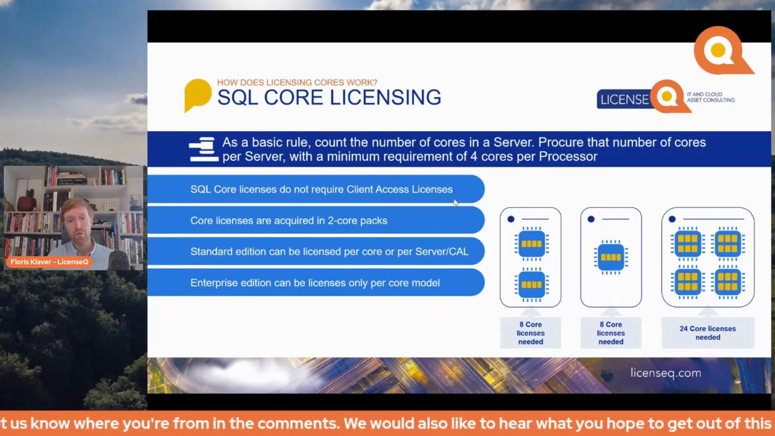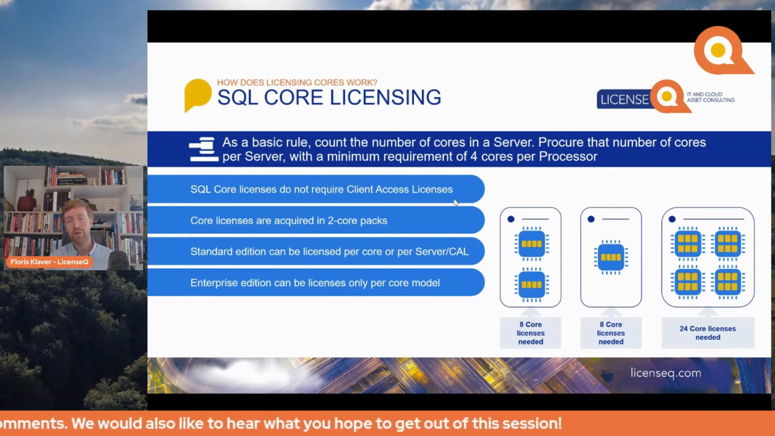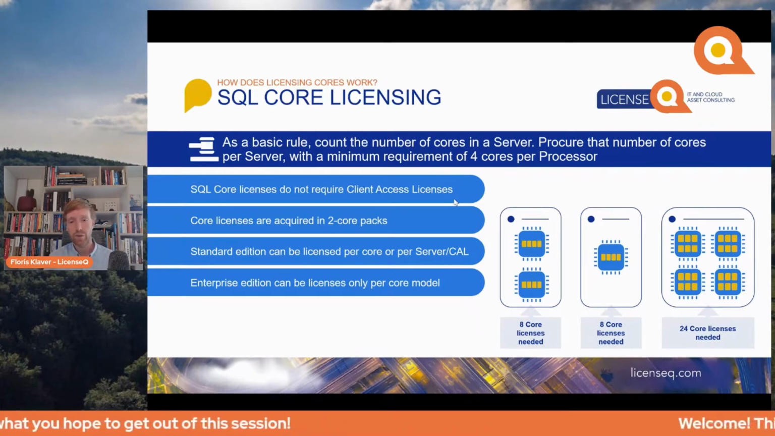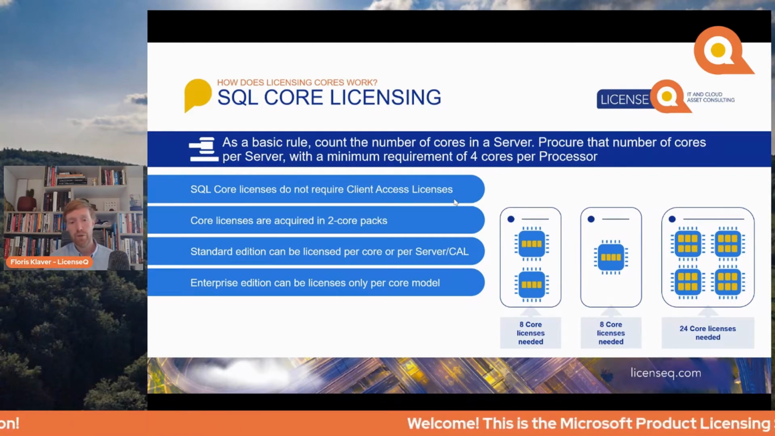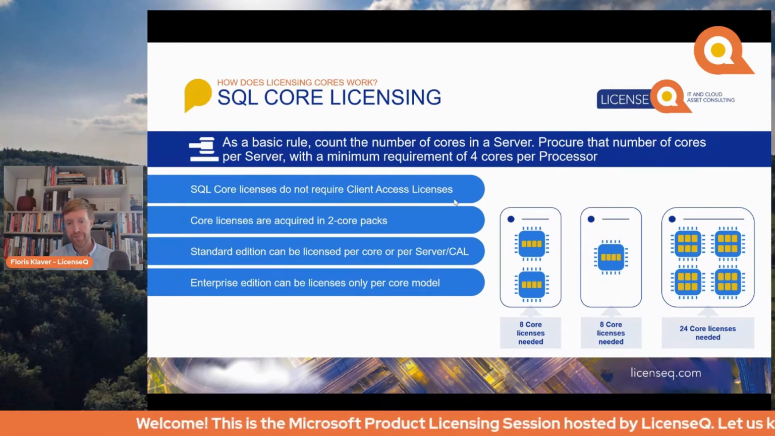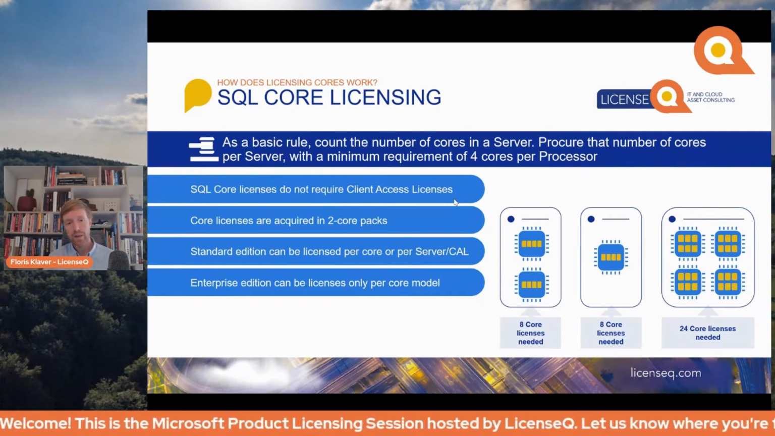As a basic rule, you count the number of cores in a server. And this doesn't make a distinction yet between physical or virtual servers or server environments. You procure that number of cores per server with a minimum requirement of 4 cores per processor. SQL core licenses do not require client access licenses. Core licenses are acquired in 2 packs. So one license is always 2 cores.